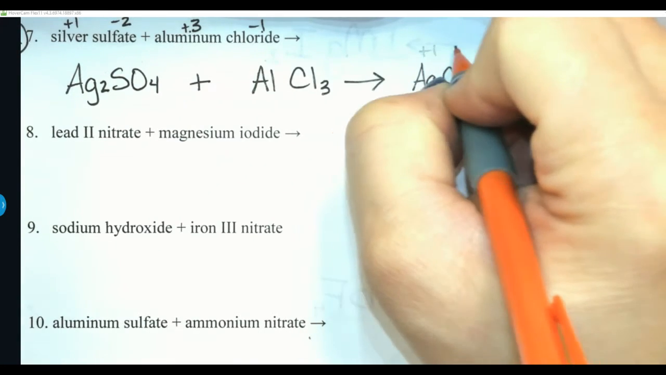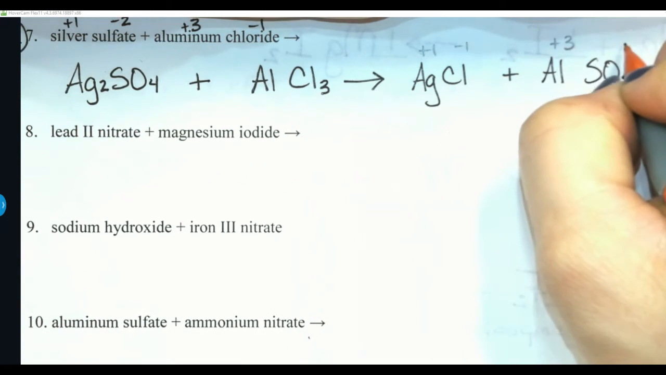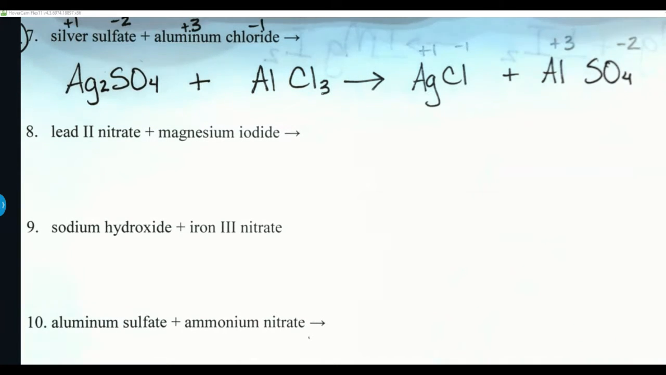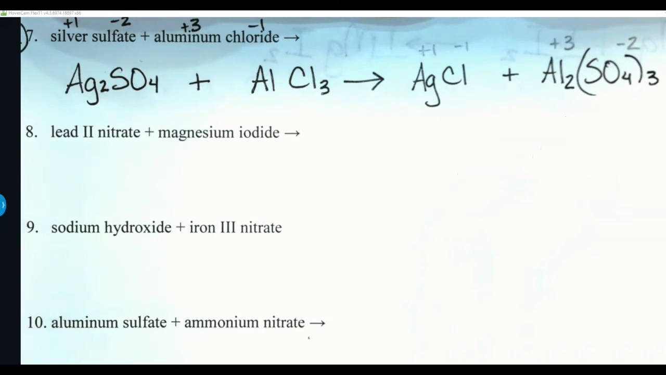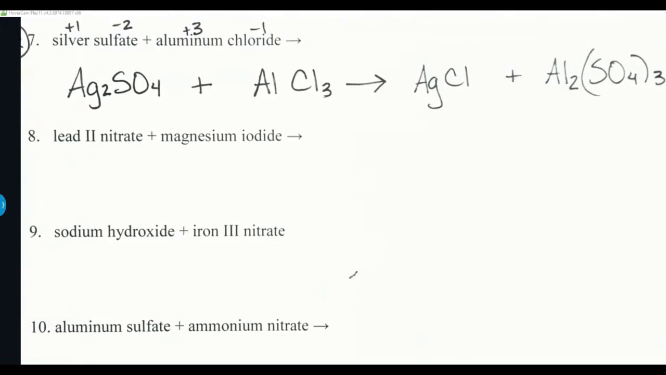Silver and the chloride are +1, -1, which cancel. The aluminum is +3 and the sulfate is -2, so we're going to crisscross. That's going to put a 2 here, and the sulfate, we're going to have 3 of them. And so now I'm finished balancing my charges. We'll balance the coefficients next.